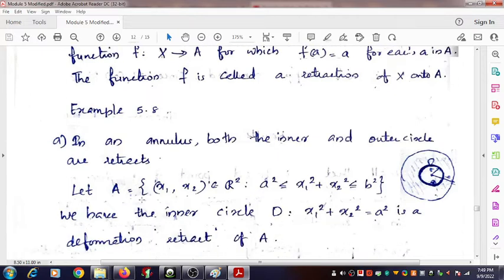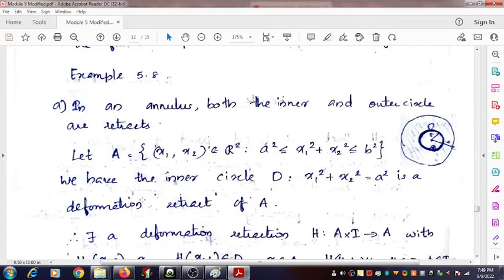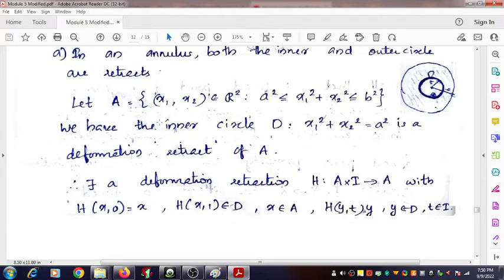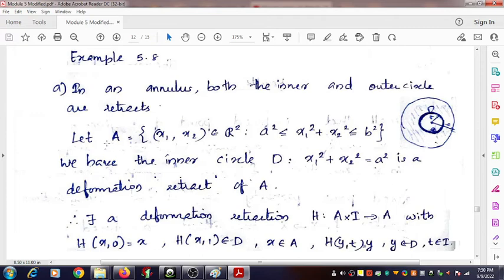We have some examples given here. Let's discuss these examples. The first example: we consider an annulus. In an annulus, we know that it has two boundaries, the outer boundary is a circle and the inner boundary is also a circle, and that annulus can be taken equal to X.